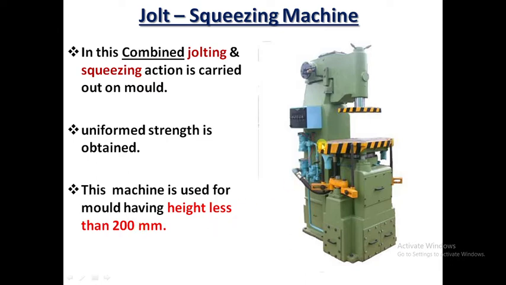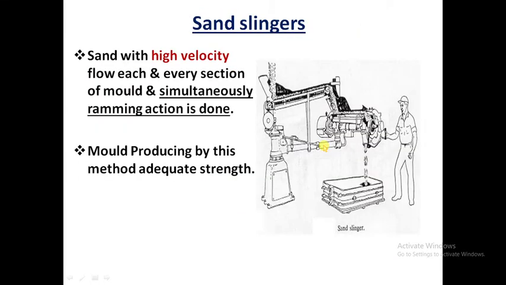For small components, this machine is used. Okay. Now next, that is the sand slinging machine.